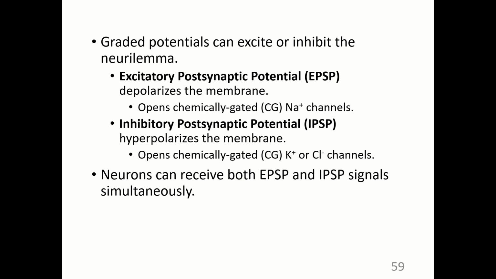Thus, graded potentials can excite or inhibit the neurolemma. Excitatory postsynaptic potentials are abbreviated EPSP, and they depolarize the membrane by opening chemically gated sodium channels. Inhibitory postsynaptic potentials, abbreviated IPSP, hyperpolarize the membrane by opening chemically gated potassium or chloride channels. Neurons can receive both excitatory postsynaptic potentials and inhibitory postsynaptic potentials simultaneously.